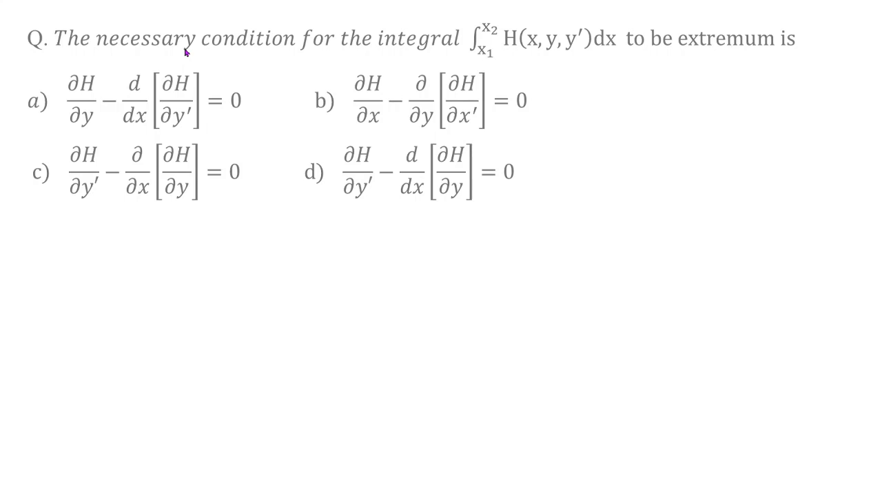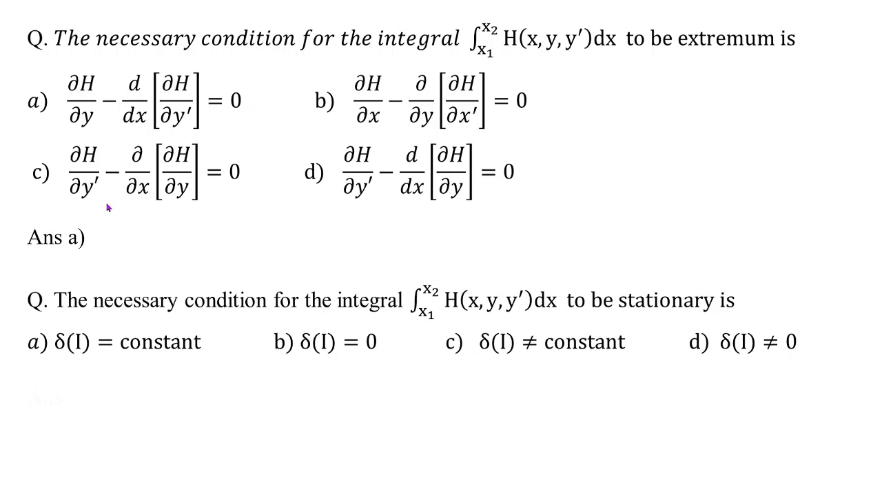Then we have the next: the necessary condition for this to be an extremum. Here, instead of writing f as the integrand, h is written. The necessary condition for getting the extremum of this integral is given by the Euler equation, that is, del h by del y minus d by dx of del h by del y dash equal to 0. That is option A.